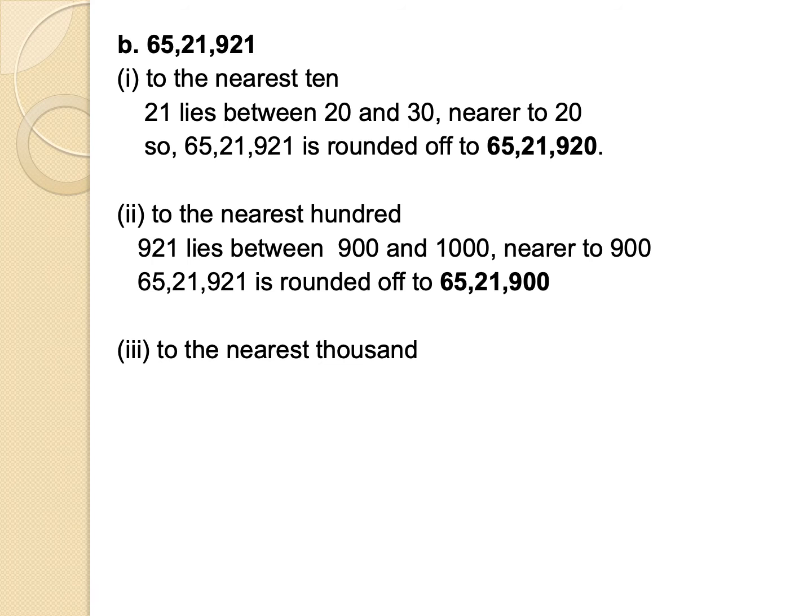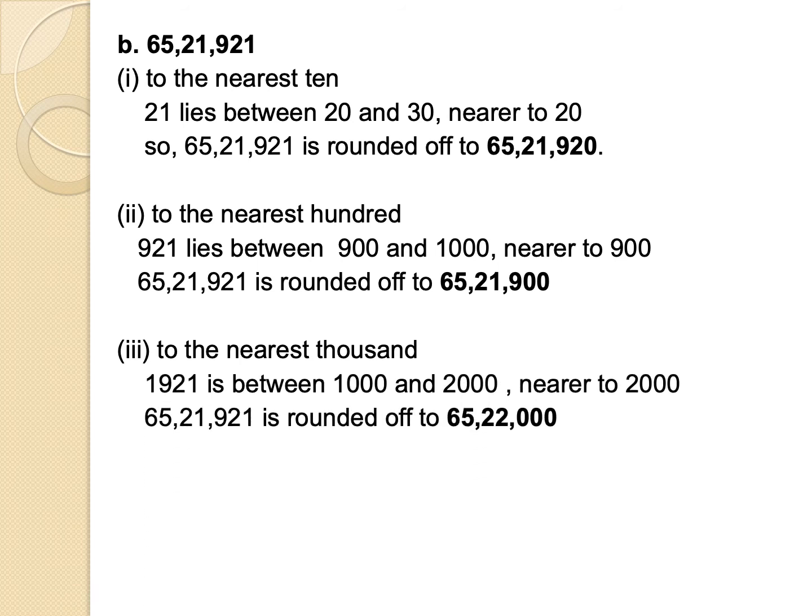Third, to the nearest 1000. तो हमें लास्ट के 4 डिजिट्स देखने हैं. 1921. So 1921 is between 1000 and 2000, nearer to 2000. क्योंकि hundreds की प्लेस पे 9 है, वो 5 से बड़ा है, so it will be rounded to 2000. So 65,21,921 is rounded off to 65,22,000.